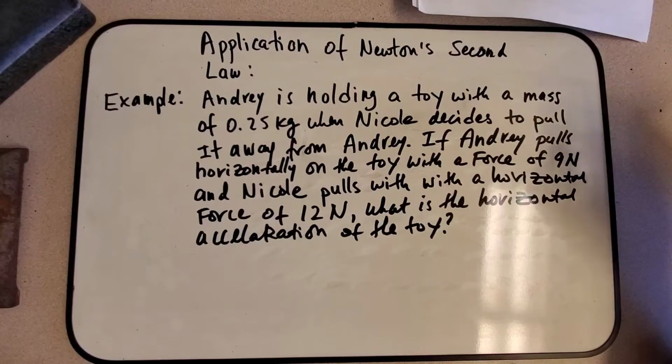So here's the problem. Andre is holding a toy with a mass of 0.25 kilogram. When Nicole decides to pull it away from Andre, if Andre pulls horizontally on the toy with a force of 9 newtons and Nicole pulls with a horizontal force of 12 newtons, what is the horizontal acceleration of the toy?